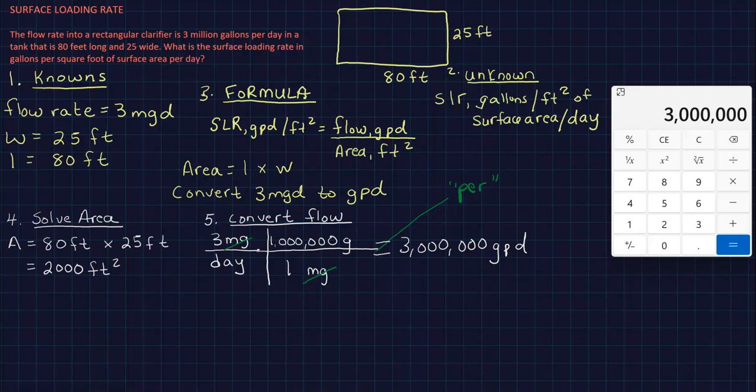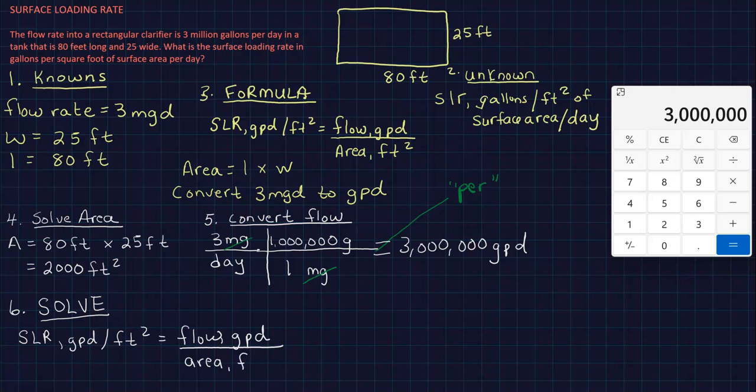Step 6. Right from that ABC formula sheet, we are going to solve. Surface loading rate in GPD per foot squared equals flow in GPD divided by area in feet squared. So now we just plug in.